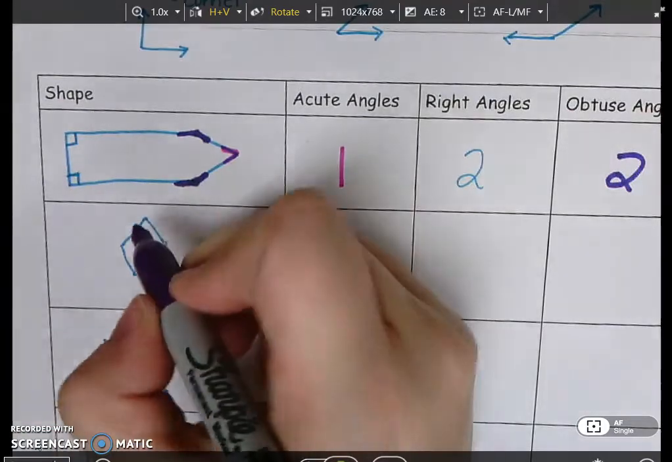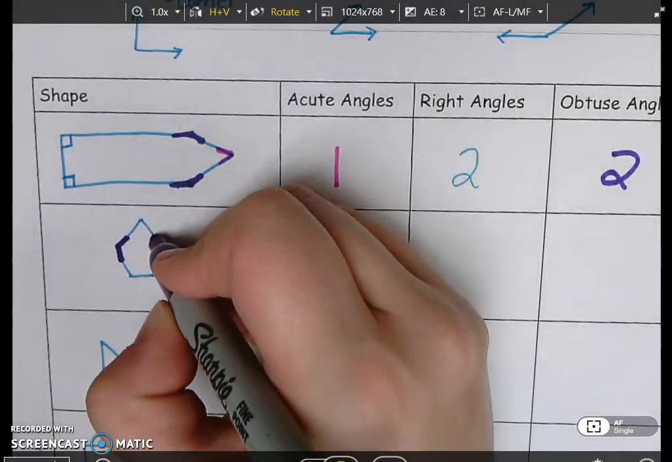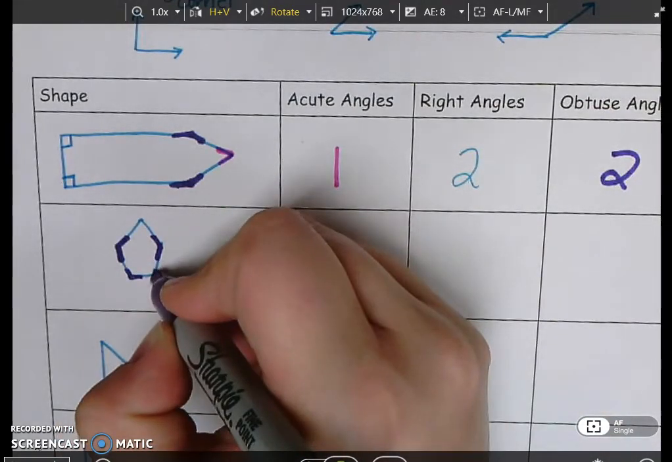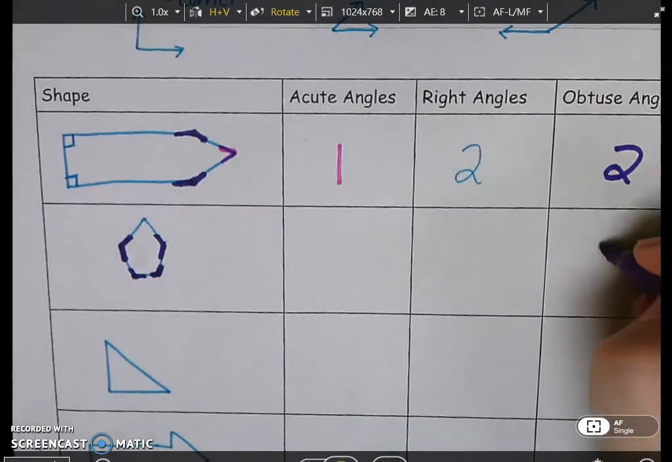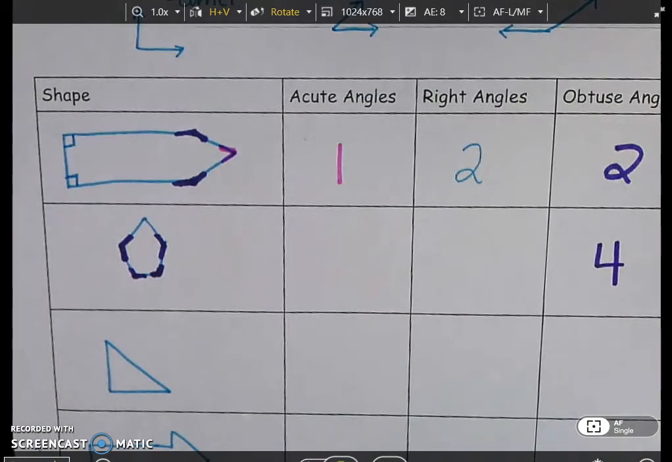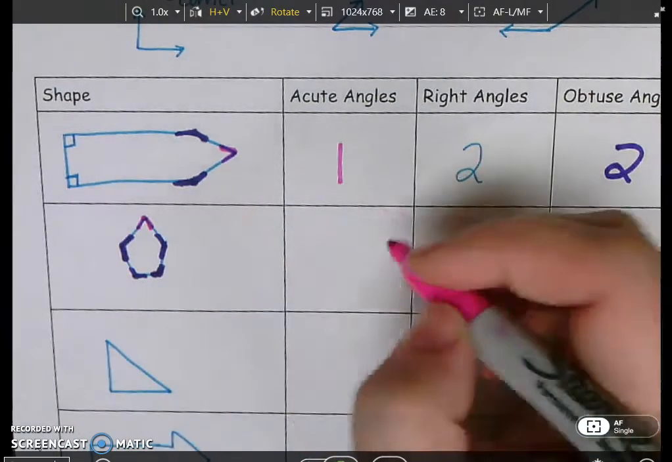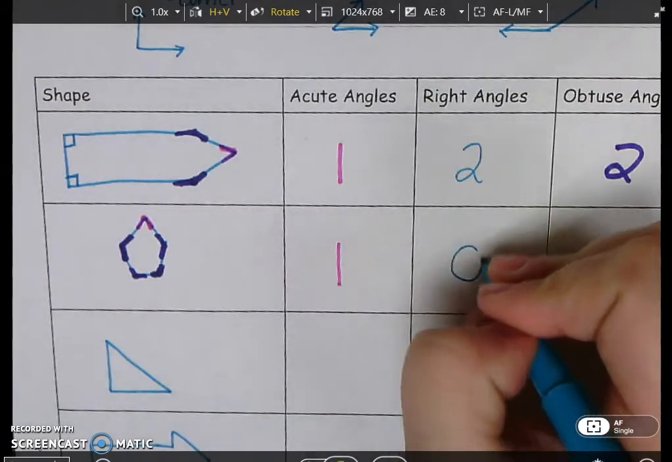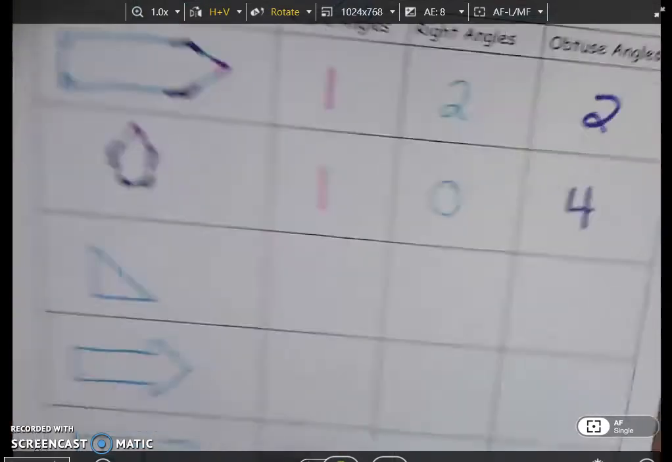I've got this angle right here, which would be obtuse. This one would be obtuse. This one would be obtuse. And this one would be obtuse. So I actually have four obtuse angles. Then, if I look at the one on the top, this is a much smaller angle, that would be an acute angle. And that means that there are no right angles in this shape. Let's look at the next one.